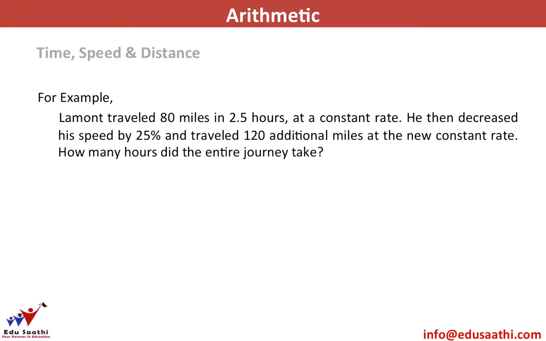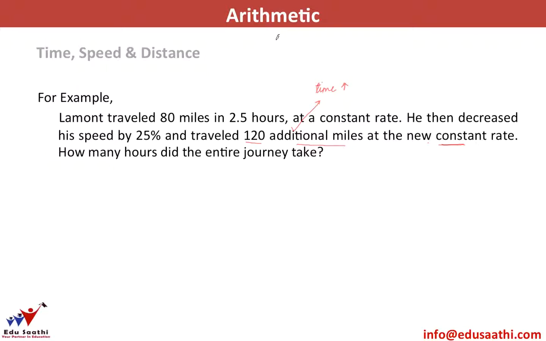Let's look at an example. Lamont traveled 80 miles in 2.5 hours at a constant rate. He then decreased his speed by 25% and traveled 120 additional miles at a new constant rate. Now, if you look here, these additional miles have been traveled at a lower rate. So, if I have to travel a constant distance at a lower speed, the time that I would require would be on a higher side.